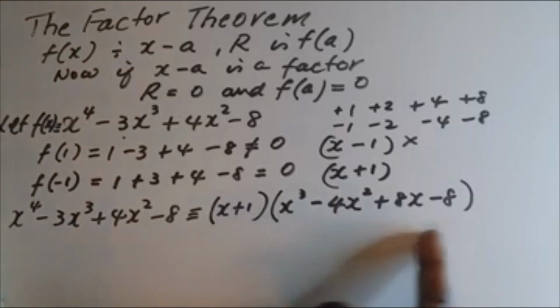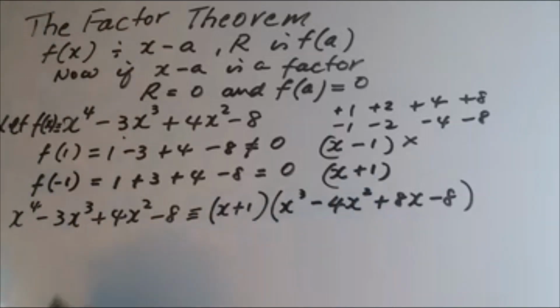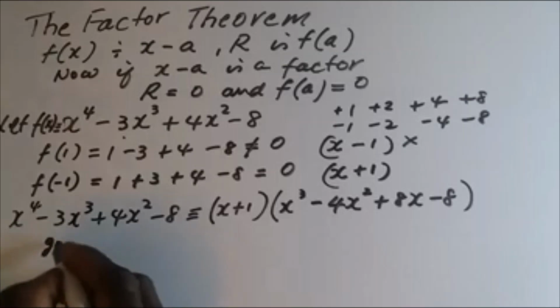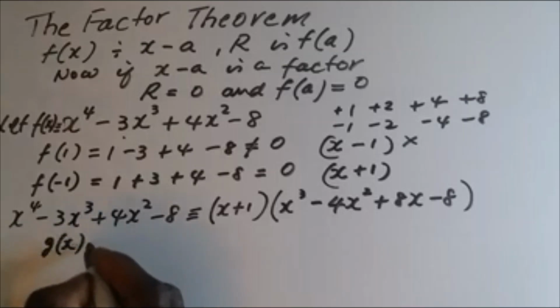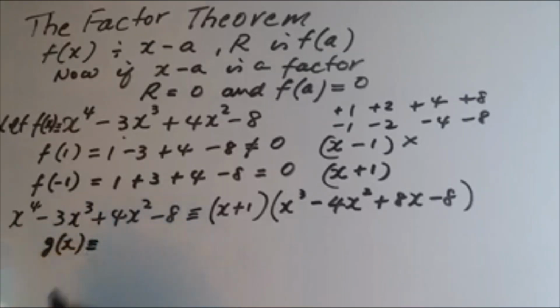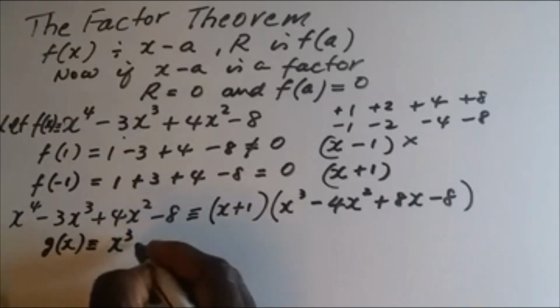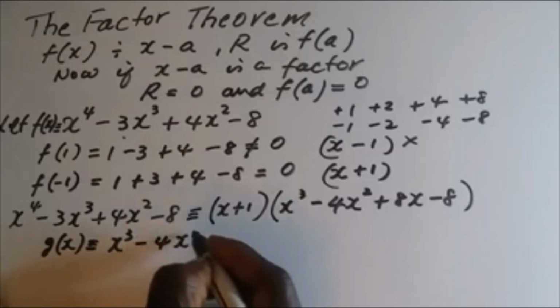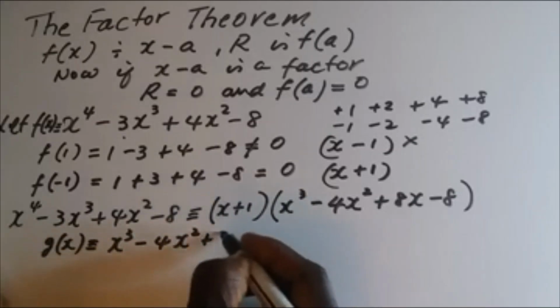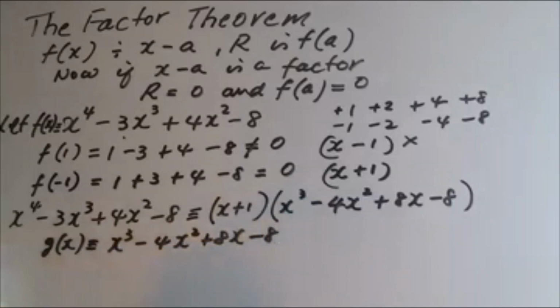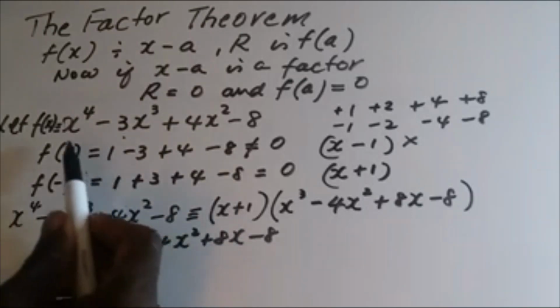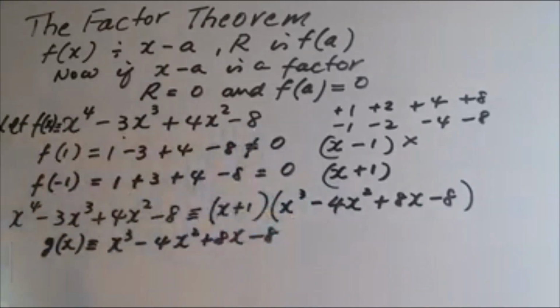Now we'll call this new function g of x. So g of x now is x cubed minus 4x squared add 8x minus 8. Remember, our objective is to factorize this polynomial here. We found one of the factors, we need to find others.